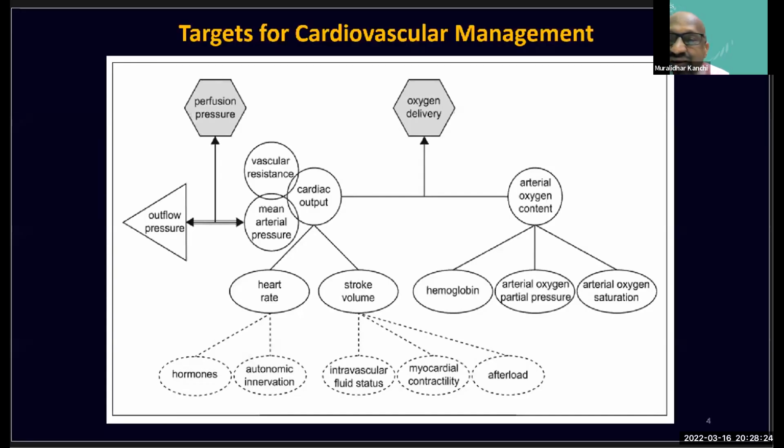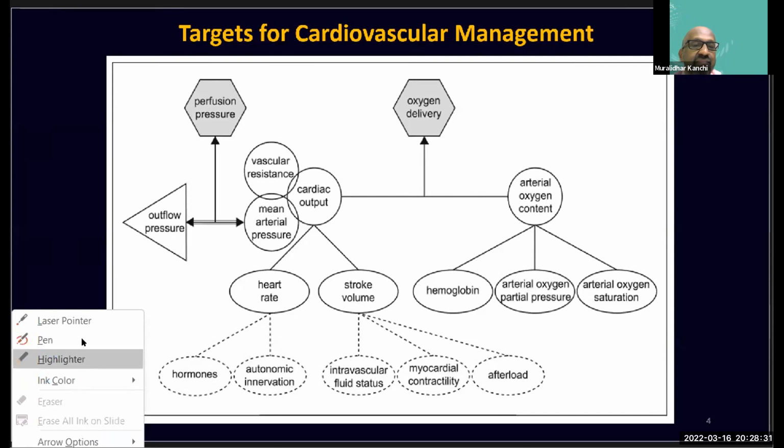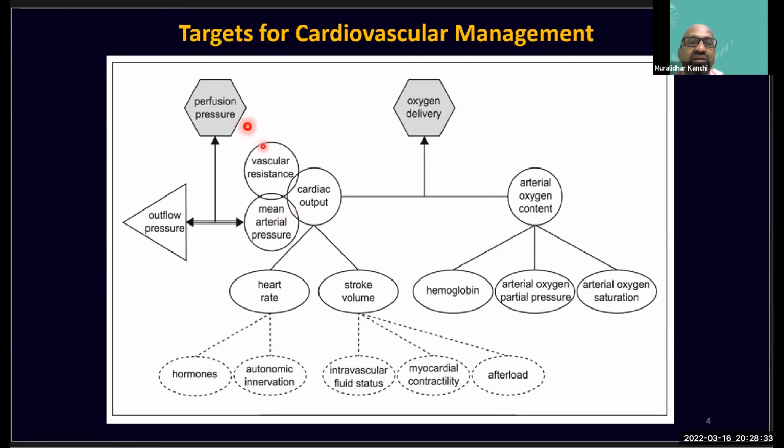When we are targeting hemodynamic parameters, there are two main parameters: the perfusion pressure and the oxygen delivery. What is the perfusion pressure and what is the oxygen delivery? That is how much blood is going at what pressure and how much oxygen it is carrying. These are the most important parameters for optimization of hemodynamics.